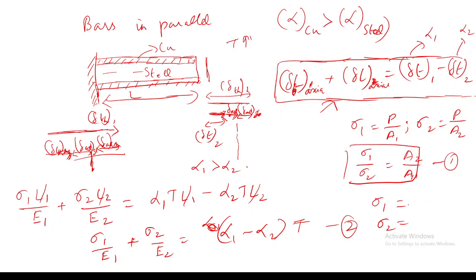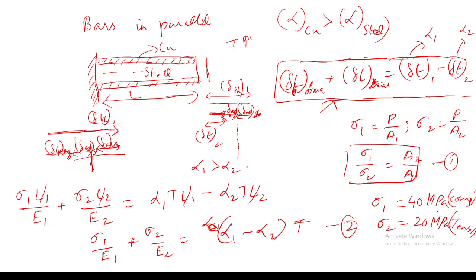For example, if I am getting the value of sigma 1 as 40 megapascal and sigma 2 as 20 megapascal, what will be the stress induced in copper, whether it will be tensile stress or compressive stress? Compressive. Sigma 1 is negative. Yes, it will be compressive stress, because it will try to expand further but this is restricted by the steel, so it applies a compressive load on copper. Whereas for steel, what will be the nature of stress? It will be tensile.